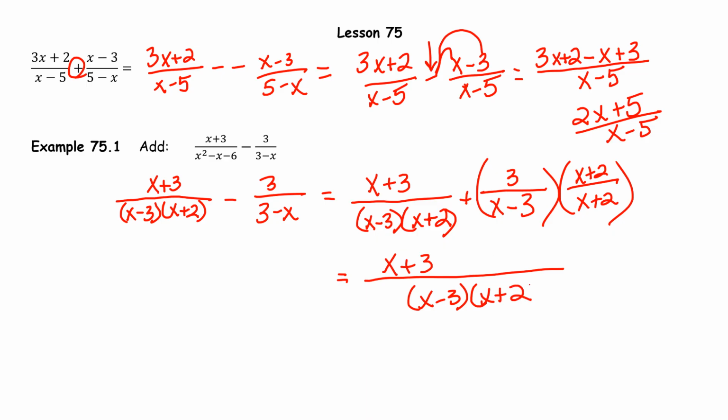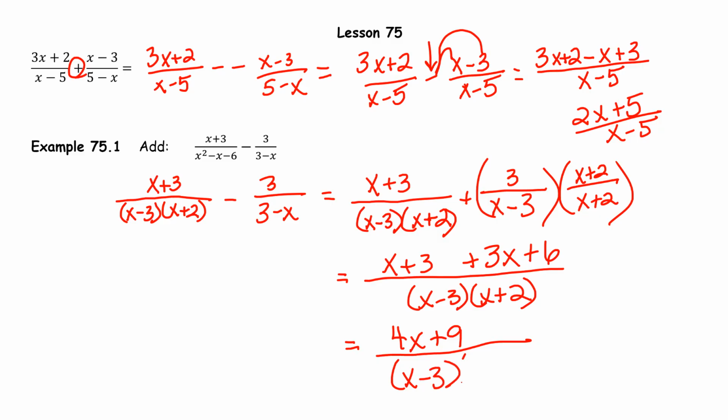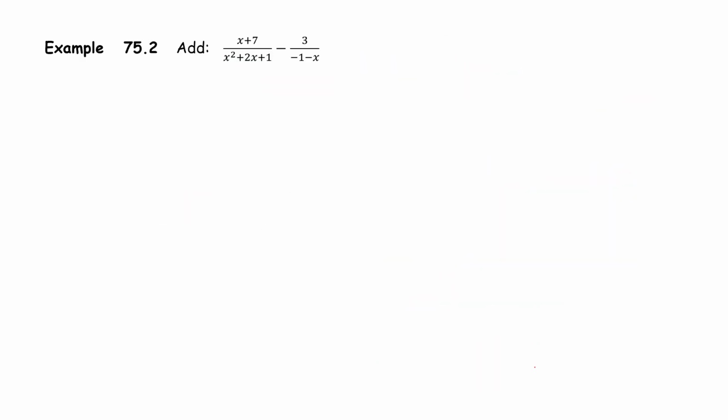So when I do that, this fraction is not going to change. And the second fraction is going to be 3 times x, which is 3x, plus 3 times 2, which is 6. So when I add these up, I'm going to have (4x + 9)/((x − 3)(x + 2)). So let's look at this one.